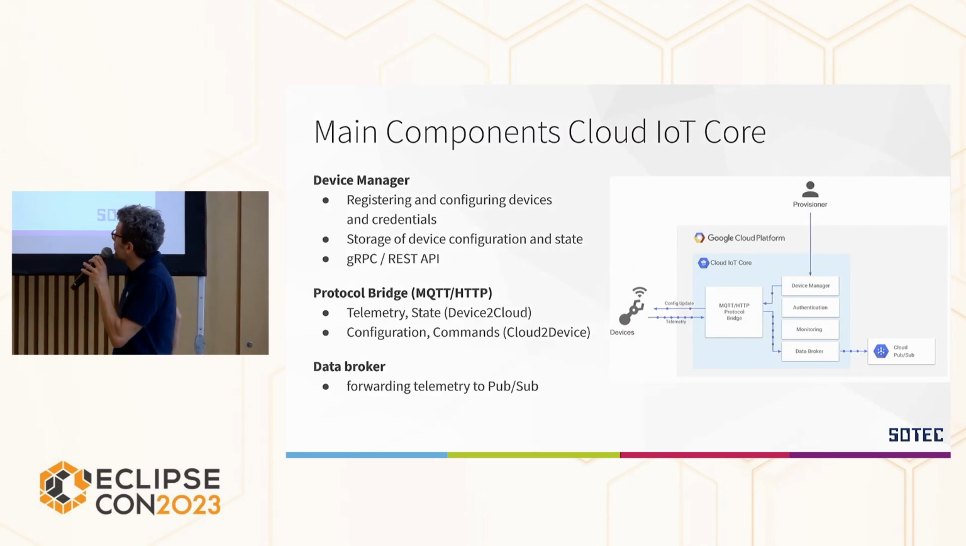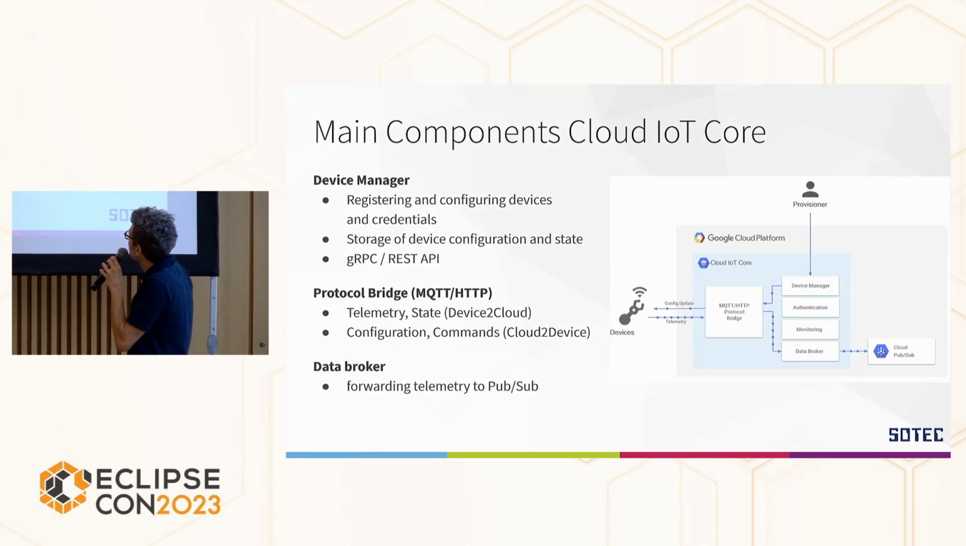So let's go a bit deeper into the different components of Cloud IoT Core. There was a device manager with a UI, but also a REST API for registering and configuring devices, and also for configuring credentials. And it had some kind of mini digital twin in it. It was storing a configuration of a device, which could then be sent down to the device, and it was storing a state of the device.